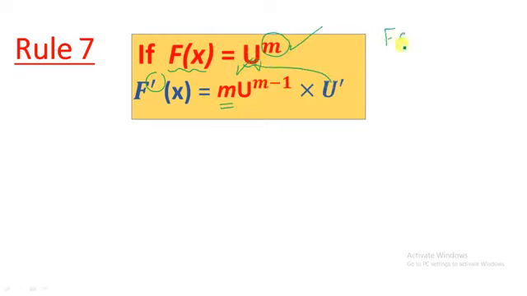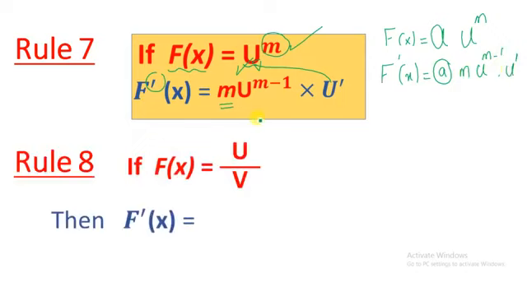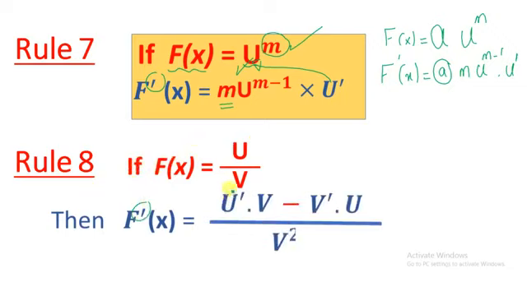And if I have function f of x equals a number multiplied by u to a power, the rule is the same. F prime of x is the constant multiplied by the power multiplied by u to the power m minus 1 multiplied by u prime. And rule 8, if f of x equals u over v, then the derivative f prime of x equals u prime v minus v prime u over v squared. You will find u prime, you will find v prime, and substitute u prime, v prime in this rule.